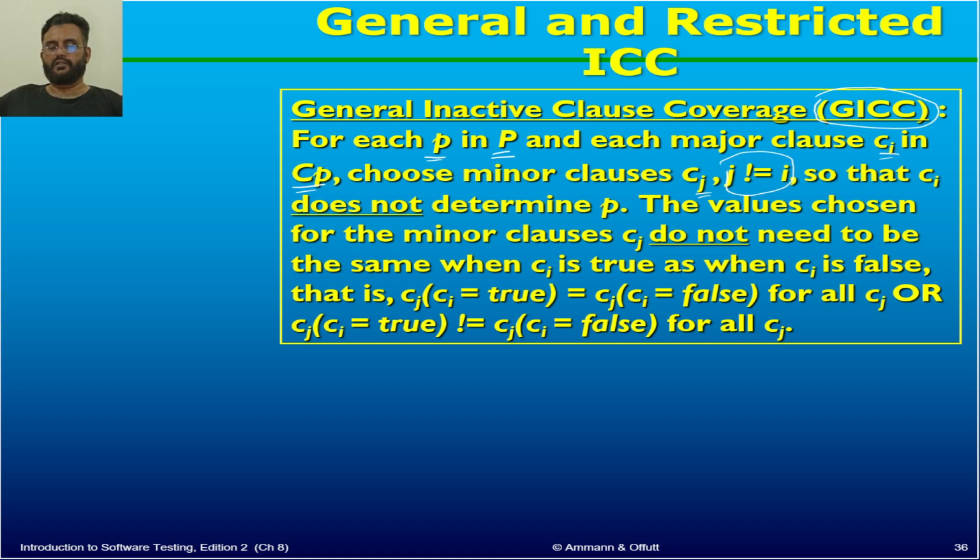So the same fact is expressed mathematically here. Here you can see that if Ci is true and when Ci is false, the value of Cj in both the scenarios is equal for all Cj, or there is the possibility that either this fact is true or the fact after the OR is true, where when the major clause value changes from true to false, the minor clause value in both the scenarios is not equal for all Cj. It means the minor clause values can have the same value or they can have different values.